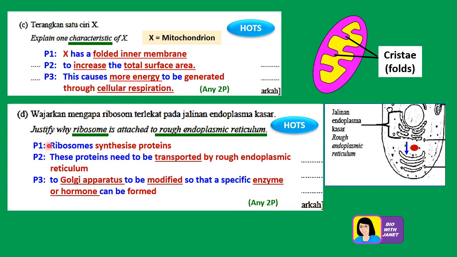So here in question D, you are explaining the functions of the ribosomes, the rough endoplasmic reticulum, and the Golgi apparatus. So this is a good question. These 2 questions are like hot questions, and it's quite good to remember how to answer them. It's quite important.